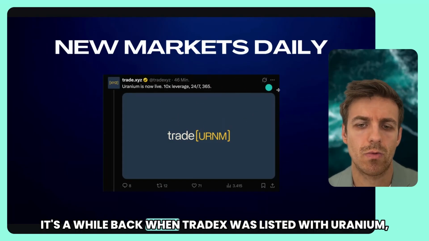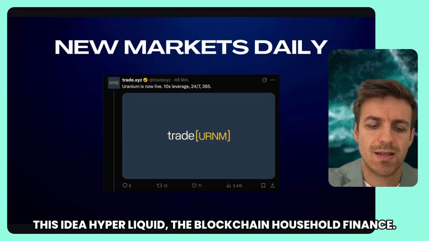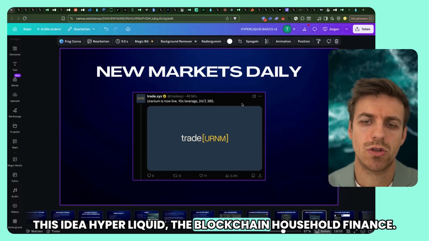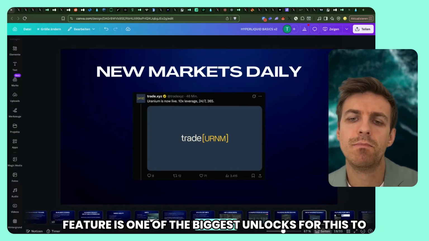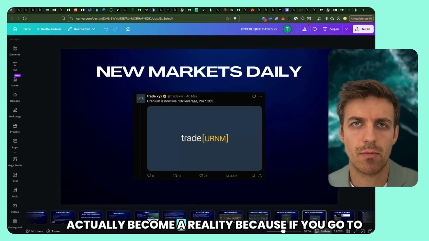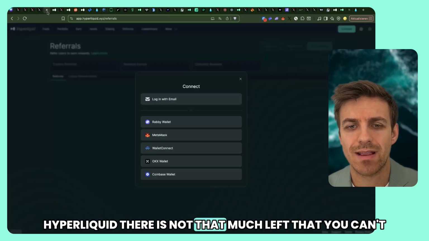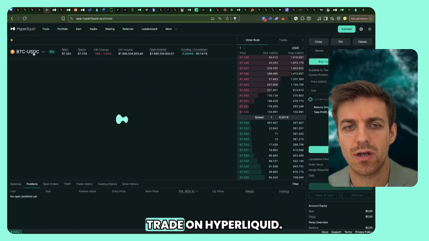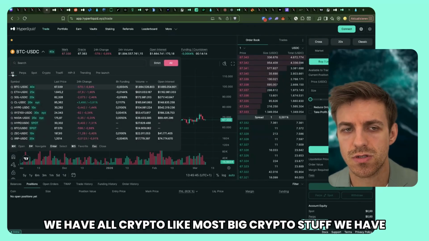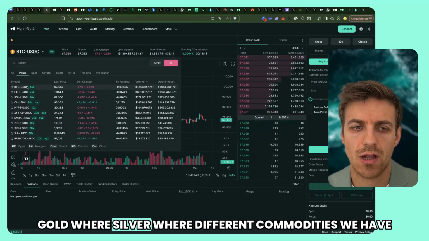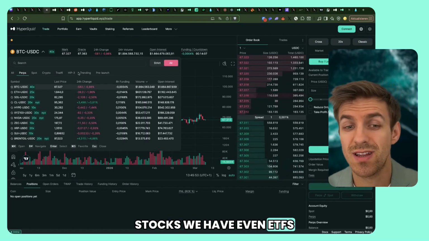It's a while back when trade.xyz listed uranium, but this idea, Hyperliquid, the blockchain for household finance, I think this HIP feature is one of the biggest unlocks for this to actually become a reality. Because if you go to Hyperliquid, there is not that much left that you can't trade on Hyperliquid. We have all crypto, like most big crypto stuff. We have gold, we have silver, we have different commodities, we have stocks, we have even ETFs.